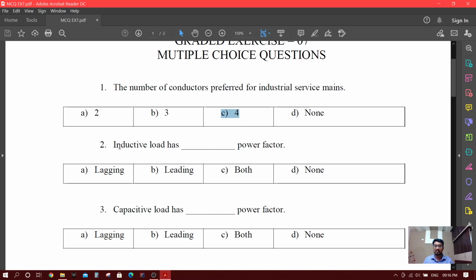Now let us move on to question number 2. The inductive load has dash power factor. Options lagging, leading, both, none.